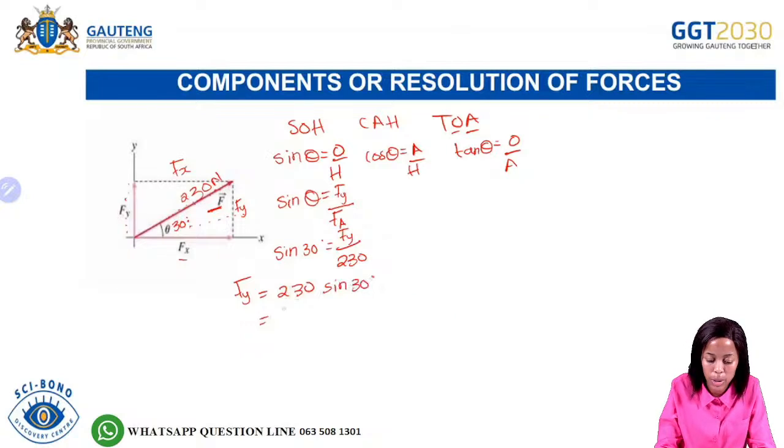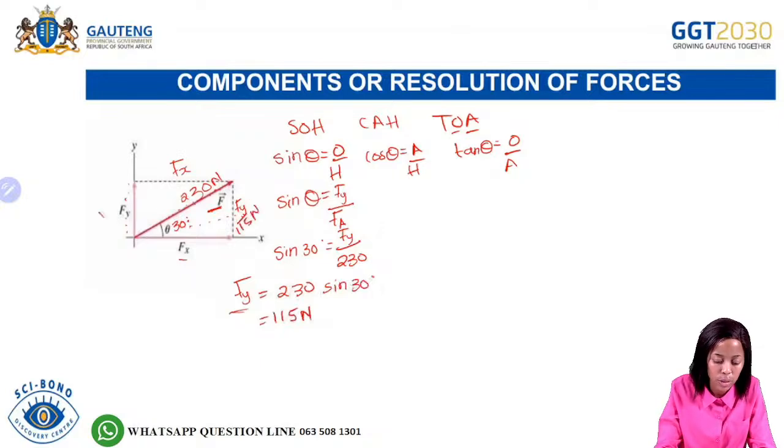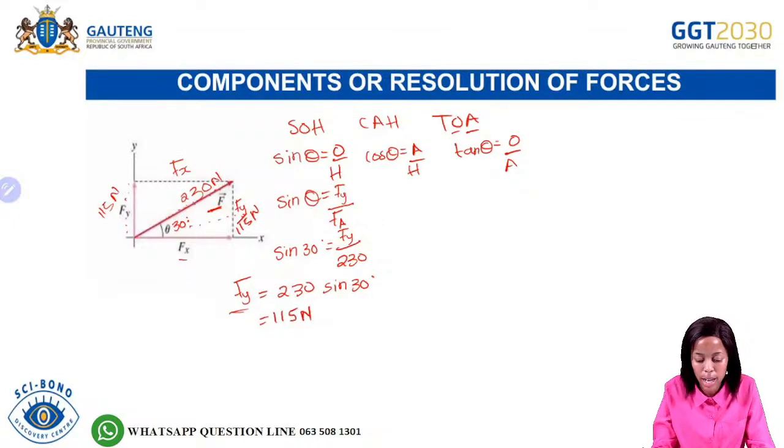So in this case, I'm getting 115 Newton. Because we have calculated the Fy, it means we have calculated our vertical component. So our vertical component is therefore 115 Newton.